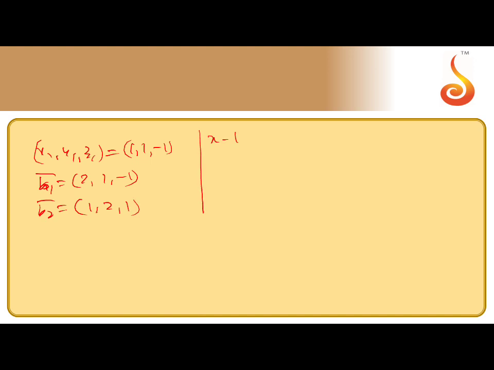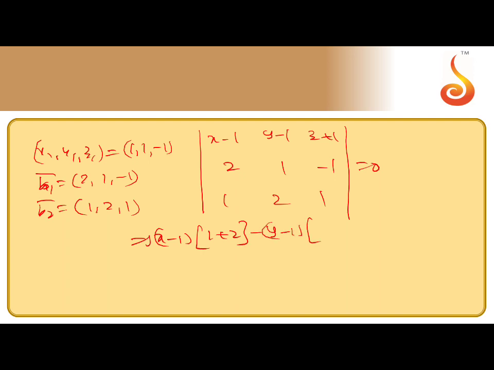x minus x1, that is x minus 1, y minus 1, z plus 1, and the rows 2, 1, minus 1 and 1, 2, 1 equal to 0. Solve the equation to get the answer. x minus 1 into 1 plus 2. Next, y minus 1 into 2 plus 1. Next, z plus 1 into 4 minus 1, that is 3.